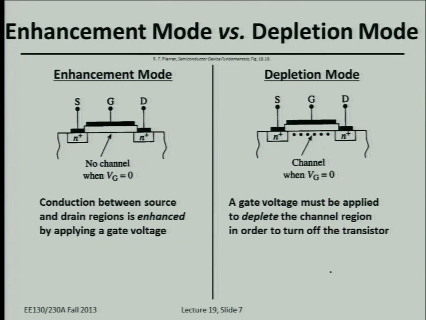Depletion mode just means that, as fabricated, because of the way you dope the channel region, there's already a conductive N-type layer at the surface. So for NMOS, you have to apply a more negative voltage to turn it off.